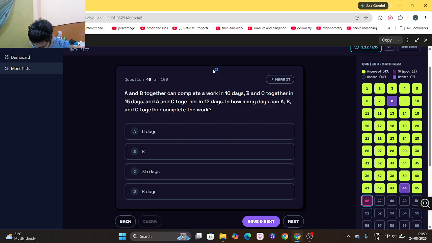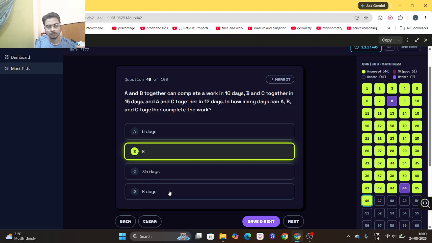And how many days can A, B, and C together do the same work? A plus B, B plus C, and C plus A in one day will do 15 units, so 15 by 2 units. 60 upon 15 into 2. 8 days. Same option.